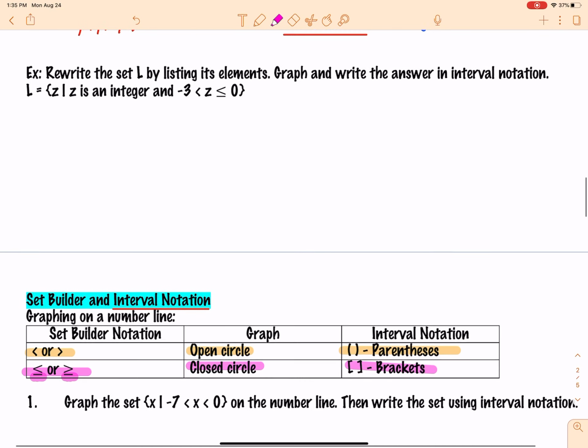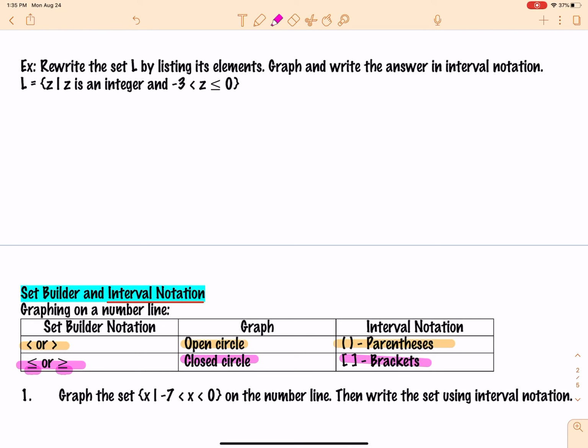So it says, example, rewrite the set L by listing its elements. Then we're going to graph it and write an interval notation. So all your notations are going to be broken down right now. So again, this is called your set builder.